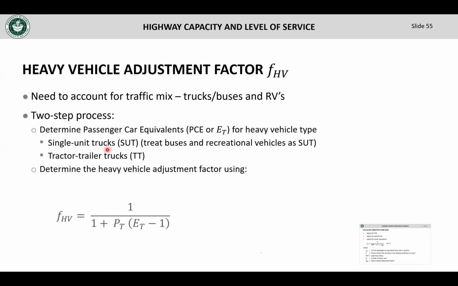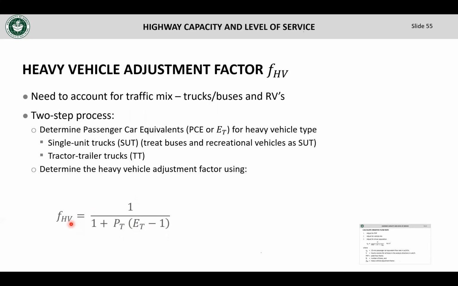And they have simplified this a lot. Now we basically get one passenger car equivalent, and for some types of procedures that may depend on how many single-unit trucks and tractor-trailer trucks we have. We'll see that later on specific grades. But once we figure out that passenger car equivalent, the second step is to use this equation that you see here, which is a function of the proportion of trucks in the traffic stream and that passenger car equivalent. With that, we determine the heavy vehicle adjustment factor.